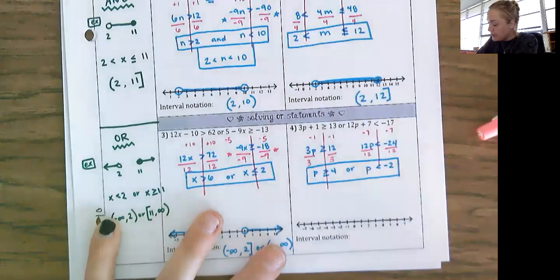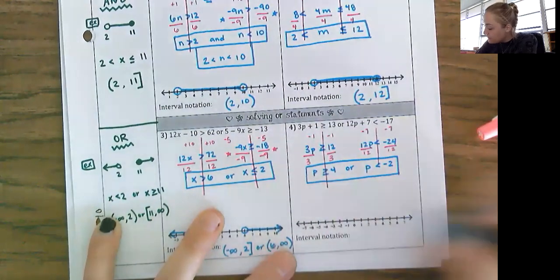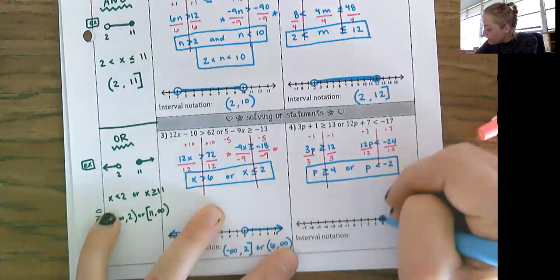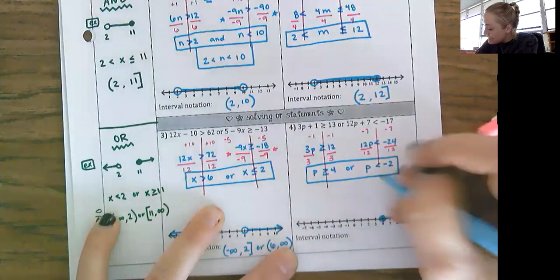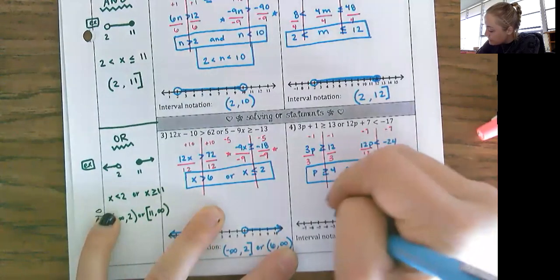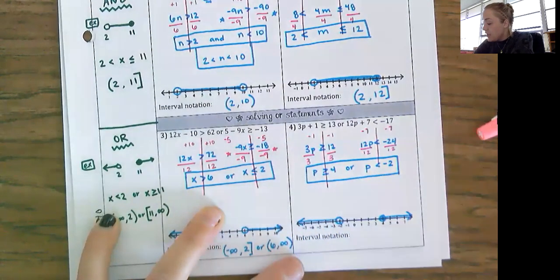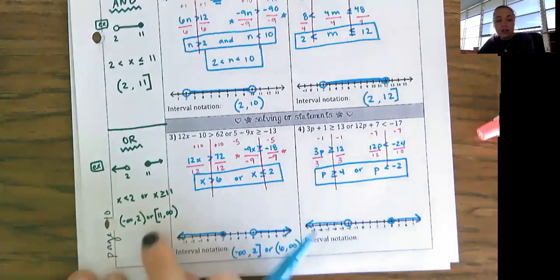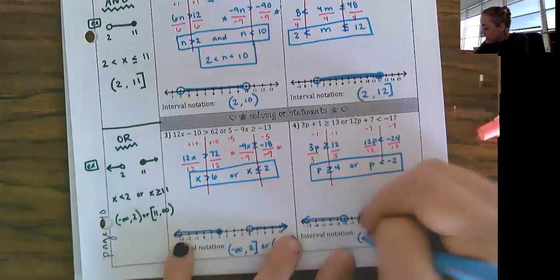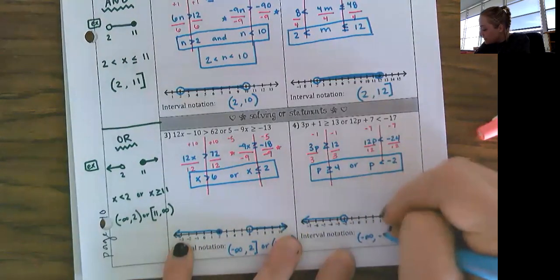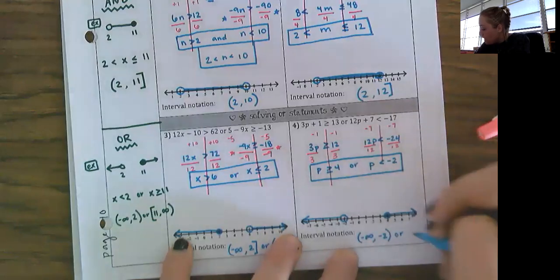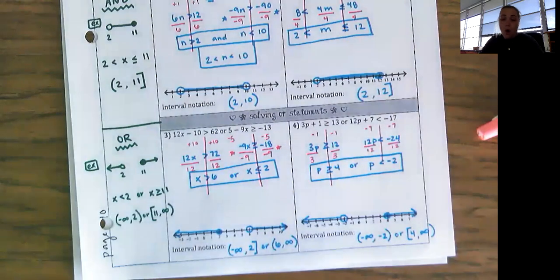for my inequality. p is greater than or equal to 4. So I'm going to put a closed circle at 4, shade above. p is less than negative 2. So an open circle at negative 2, shade lower. My interval notation, just like all of my or statements, will go from negative infinity to negative 2, open parenthesis, or 4 to infinity. Ooh, that was a lot of information.